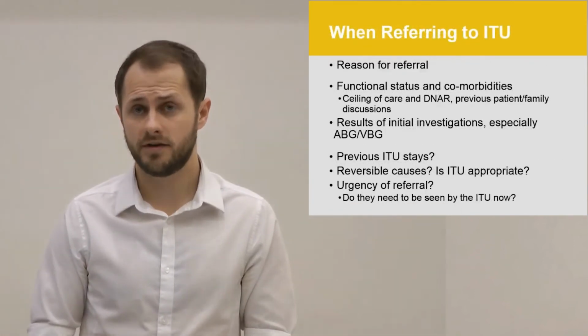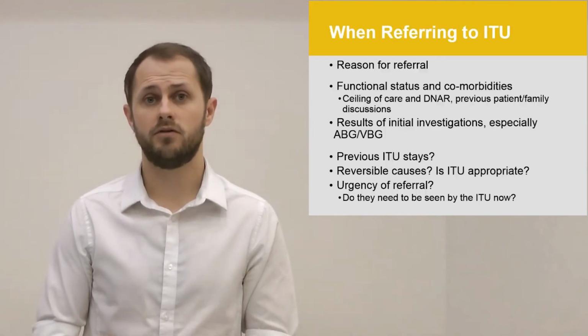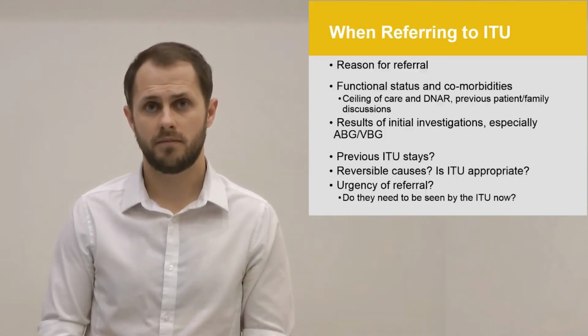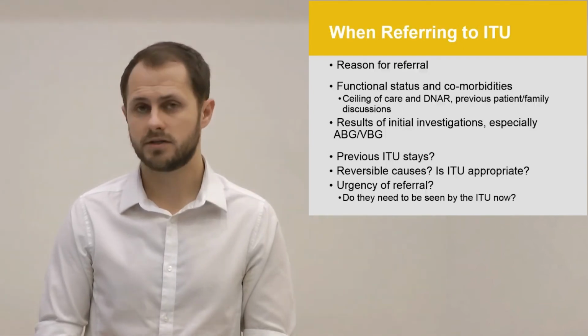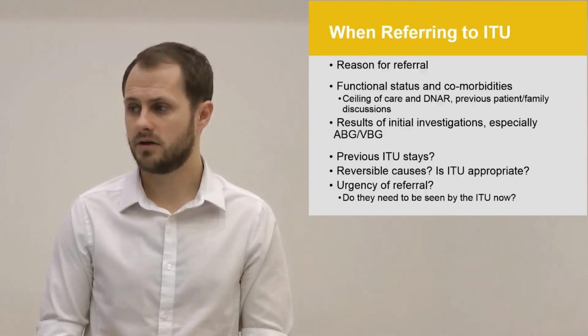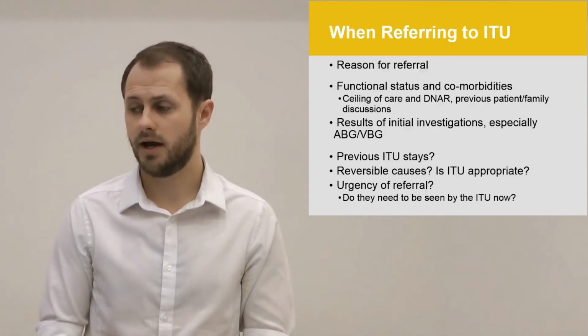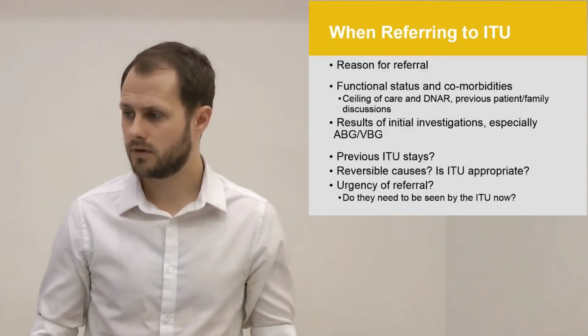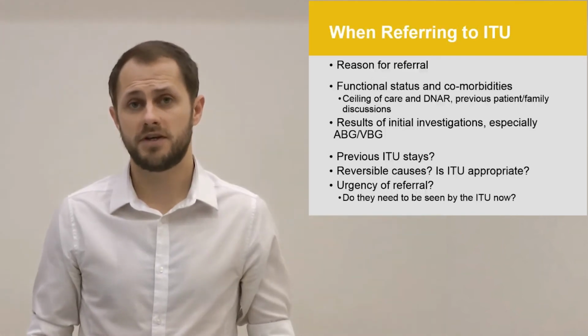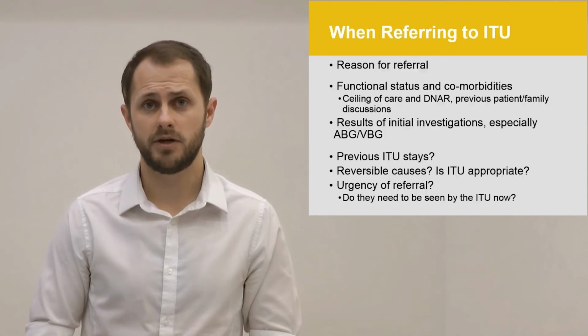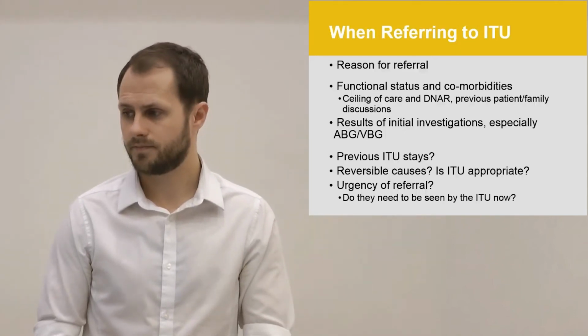When you refer to intensive care units, you need to be clear of the reason you're referring. Is there an escalation of care? Does the patient have a DNAR in place? Have there been any discussions? It's important to note functional status when referring to ITU and any comorbidities. You need to have any results of investigation at hand, and often ITU will ask for an ABG or a VBG with the latest results.